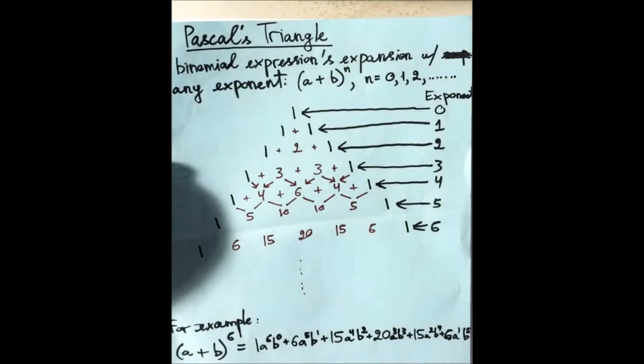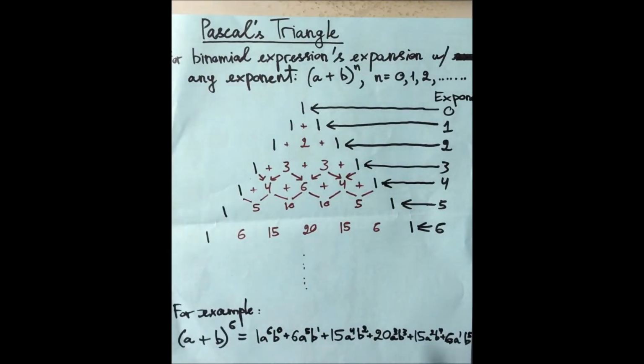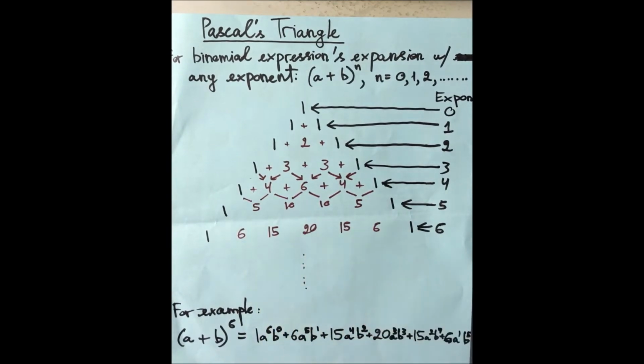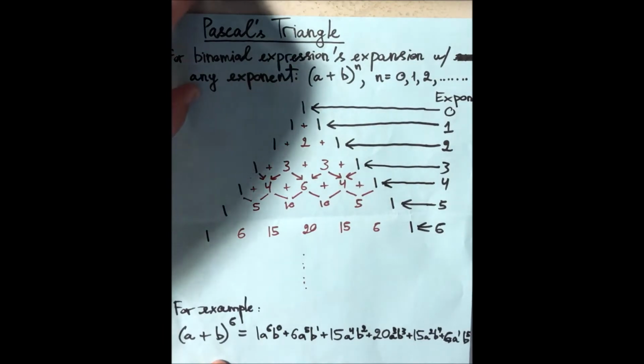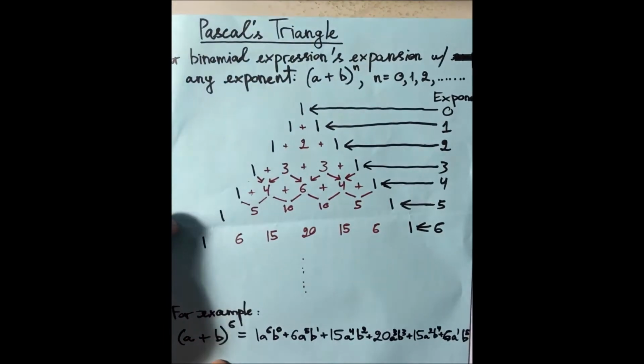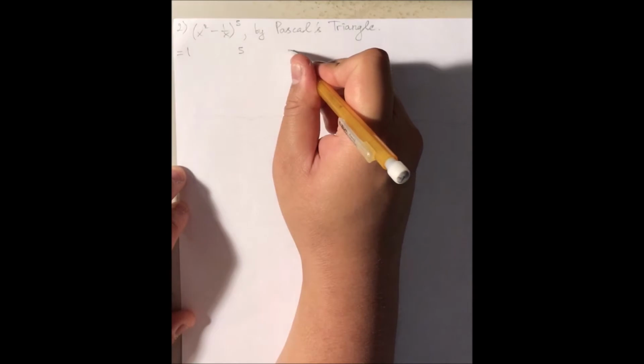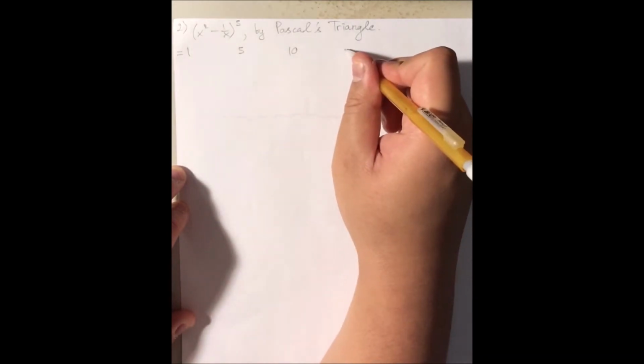Since the exponential power is 5, we know that all of the coefficients of the expression are going to be, from left to right, 1, 5, 10, 10, 5, and 1. No pun intended for those who watch Naruto, because 10, 10, you know. So we got 1, and then 5, then 10, and then 10, and then 5, and then eventually 1.